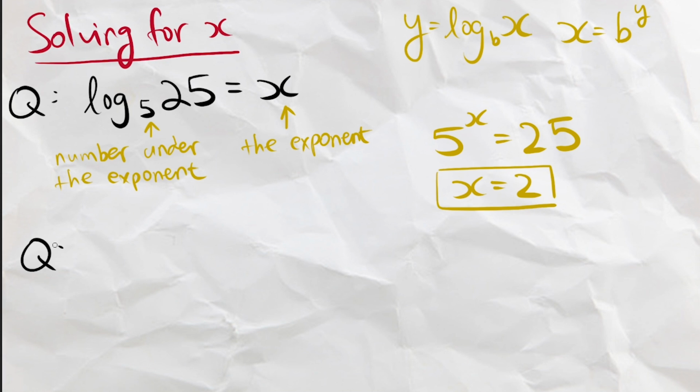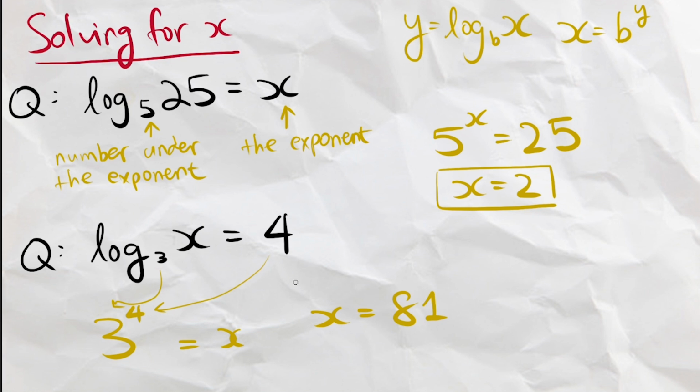And how about this? What is x in this question? Again, we use the definition and find that the base of the log is 3 to the power of 4, which is the number the log form equals to. We find that x is 81.